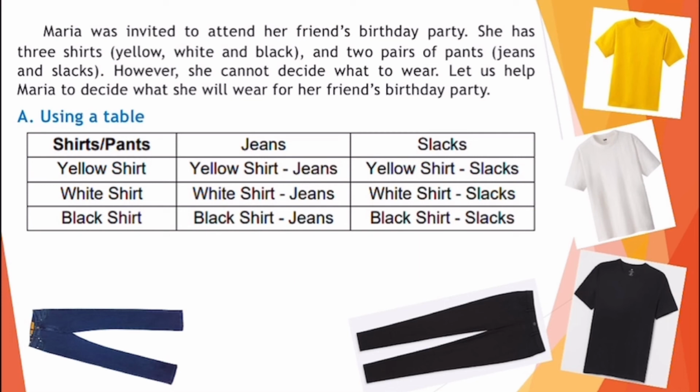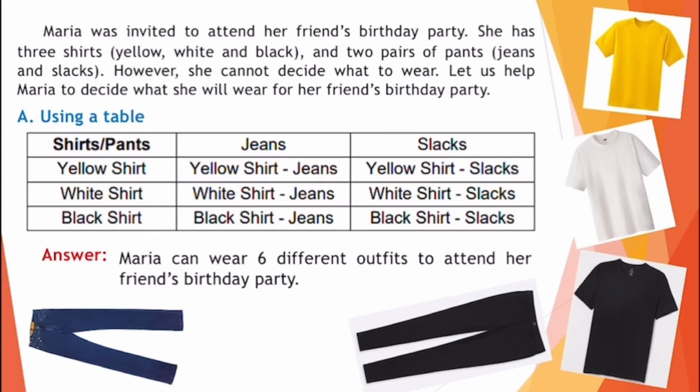Now, the answer based on the question, which is how many pairs or how many outfits can Maria wear to attend her friend's birthday party? So Maria can wear 6 different outfits to attend her friend's birthday party. Again, these are the yellow shirt jeans, white shirt jeans, black shirt jeans, yellow shirt slack, white shirt slack, and black shirt slack. So as you notice, class, we can apply this in a real life situation.